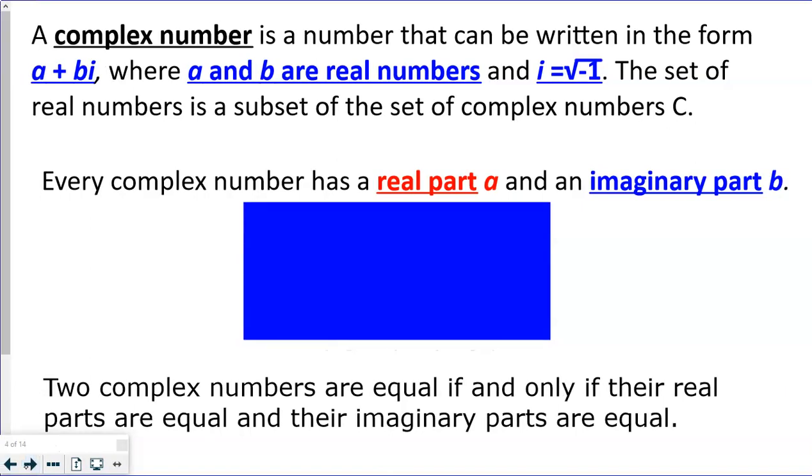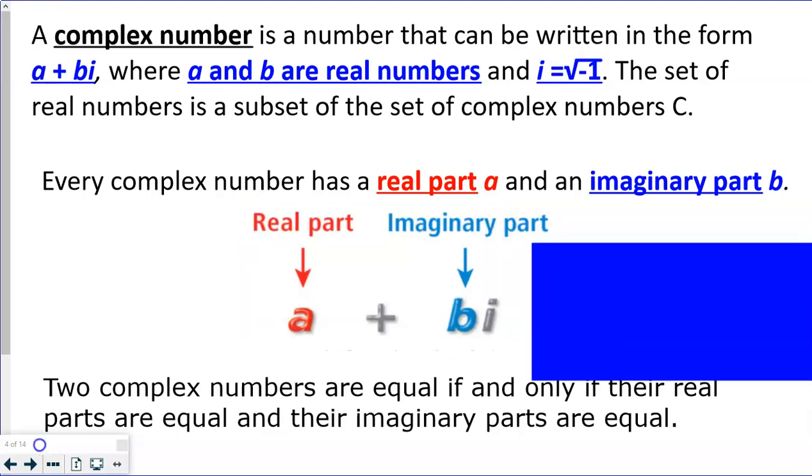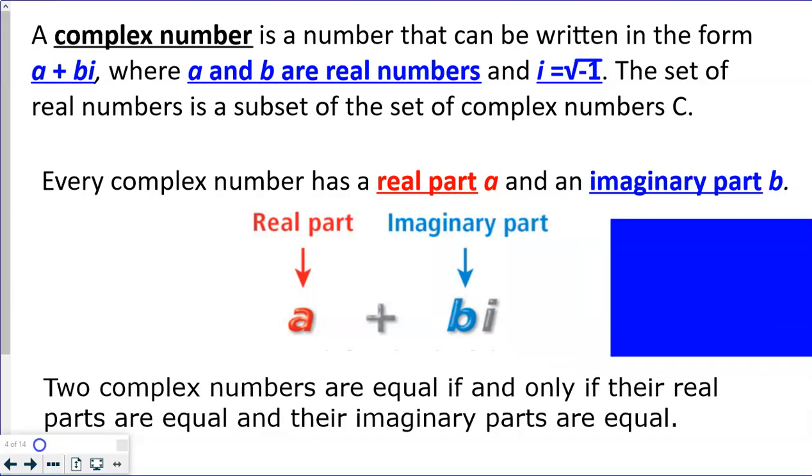So the set of real numbers is a subset of the set of complex numbers, C. So every complex number has a real part a and an imaginary part b. So that's what I mean here, okay? So the real part and the imaginary part. Y'all see that? The real part is the a. The imaginary part is the b because it's attached to the i. So two complex numbers, y'all might want to write that down on your paper. The a plus bi is the real part.